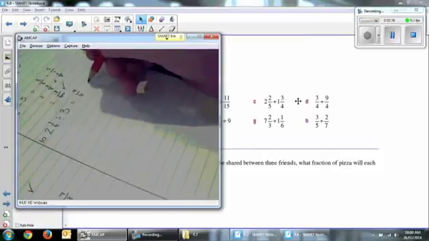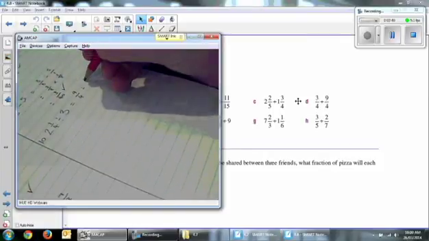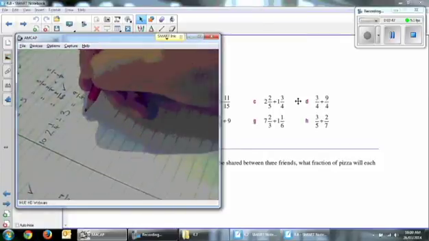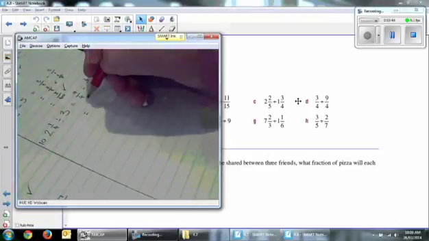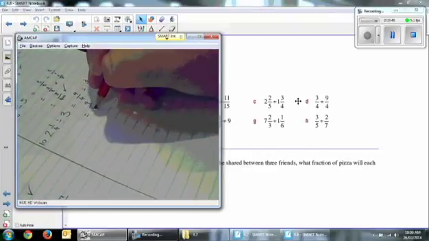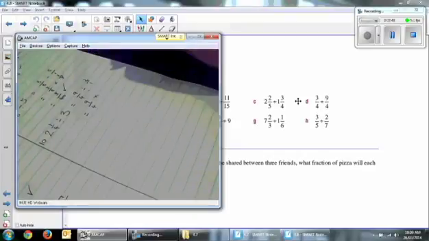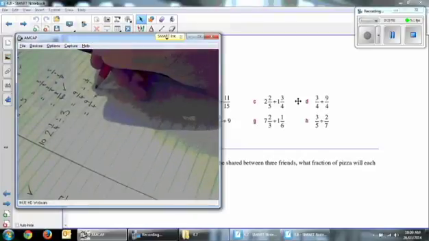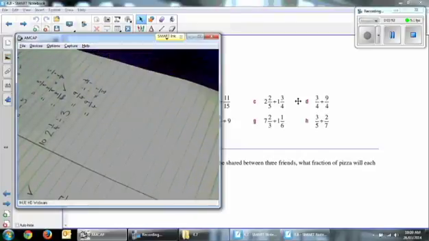9/4 divide by 3/1. We still need to find the reciprocal of this one. Then we turn that into multiplication. Okay, once we get the reciprocal of it. Then from there, all we do is we obviously find the answer.